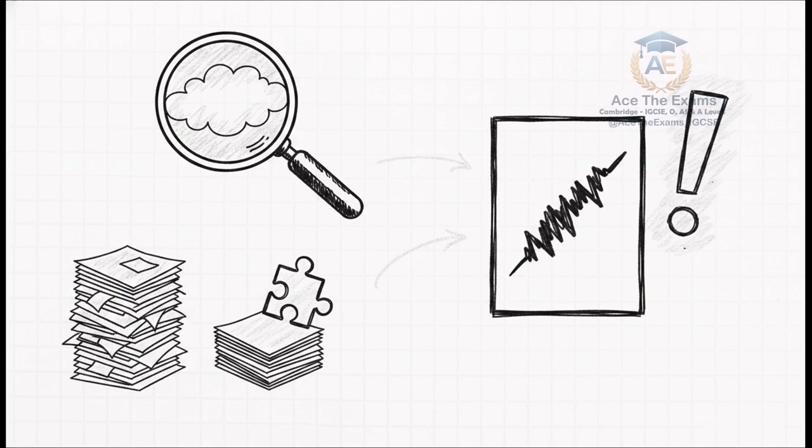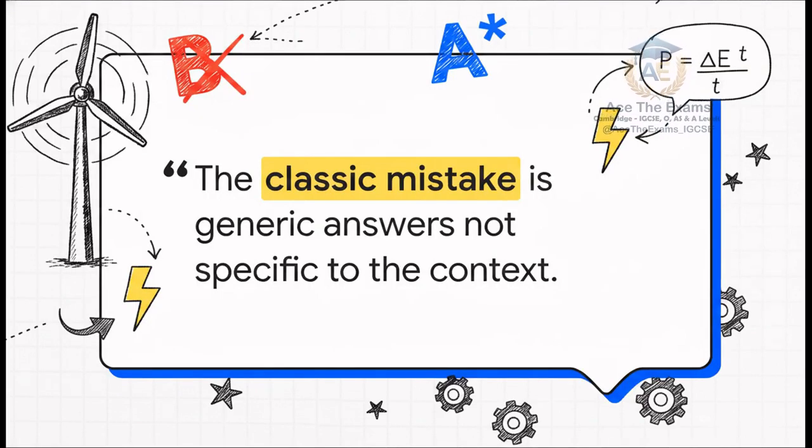I want to read this stark warning directly from the source material. It says, "The classic mistake is providing generic answers, not specific to the question context. Always link every point to the given scenario." They're practically begging you to do this. This lack of contextual application is literally the dividing line between average responses and top-tier A-star responses. If the scenario involves a wind turbine generating electrical power, your explanation must specifically mention the wind's kinetic energy transferring to electrical energy per second.